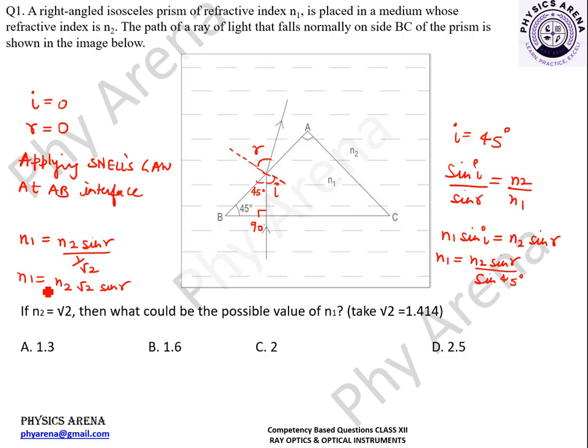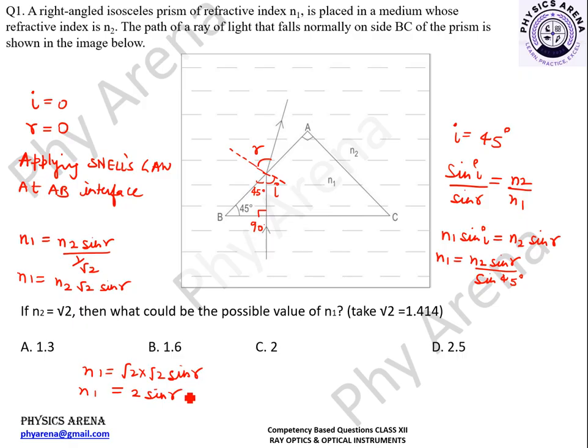Now we need to find the possible value of n1. So what can be the possible value of this r that will decide the value of n1? n2 is given to us as under root 2. We can put that value here. So n1 will be equal to under root 2 multiplied by under root 2 sine r. That will be 2 times sine r.